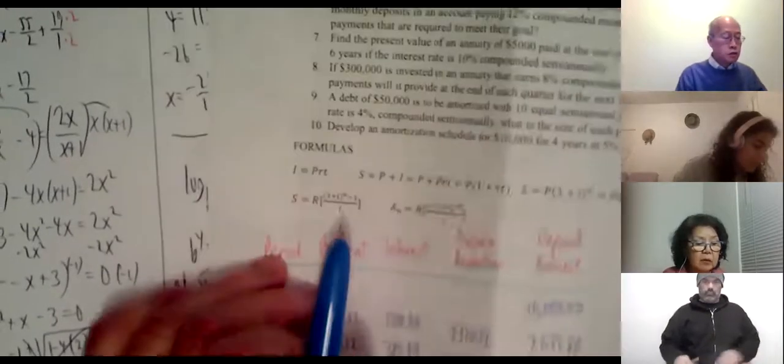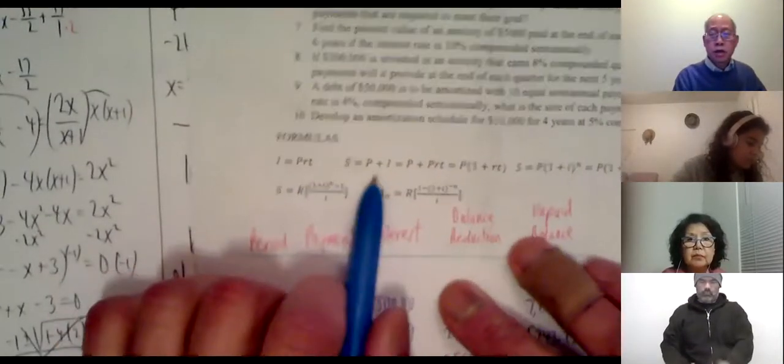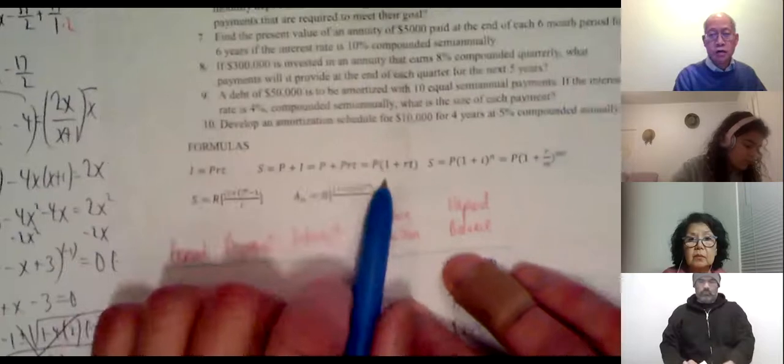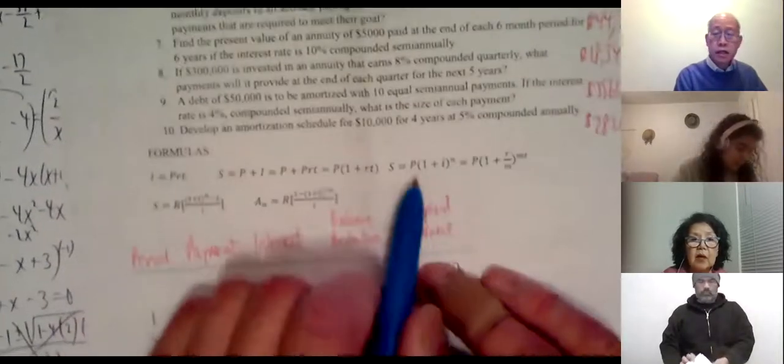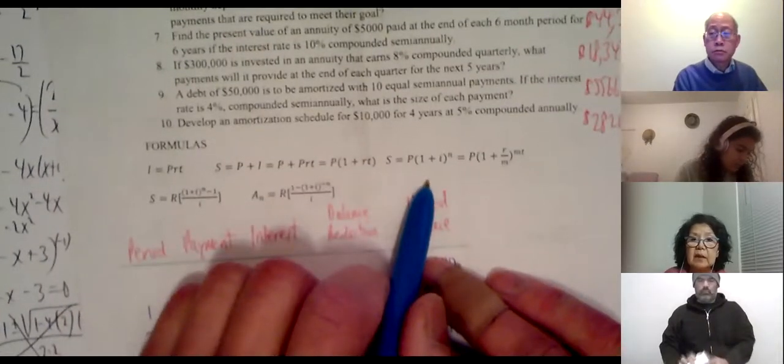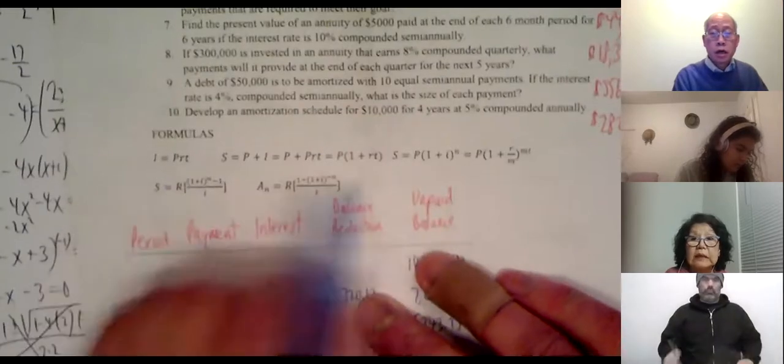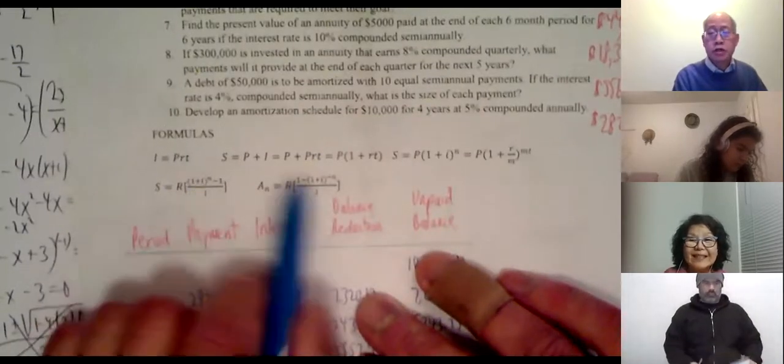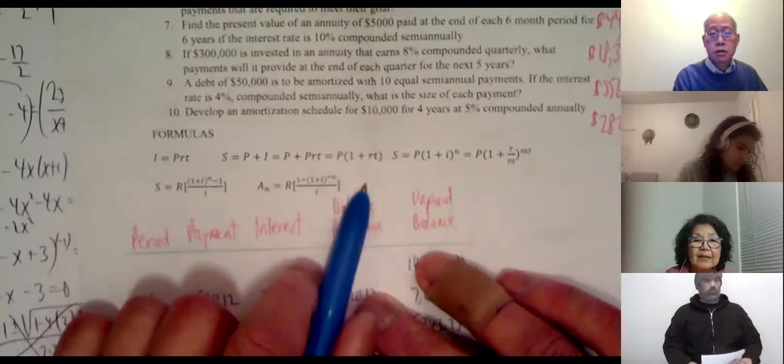If it's compound interest, you're using this one and this one, or any of these that are equivalent. Are you going to provide that in the exam? I'll provide them, but you can certainly put it on your cheat sheet if you wish. Thank you.